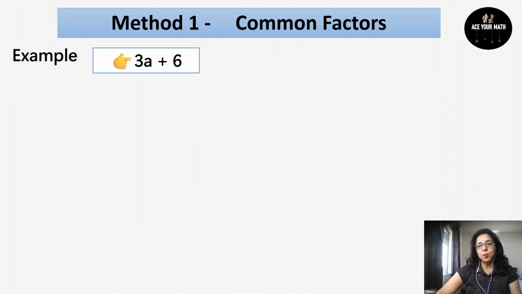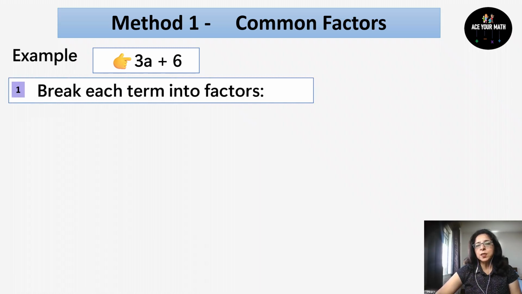Okay, first I'm taking the common factor method to do the factorization. See, I'm taking the example of 3a plus 6. First thing is when to use the common factor method. You use the common factor method when each term has something common in them. If you see here, 3 is common in 3a and 6. Now, how to solve such a question? You will find the factors of each term individually first. So the first step is break each term into factors. First let's take 3a. Factors of 3a are 3 times a. Now you take 6. How can you write 6? 6 can be written as 3 times 2.